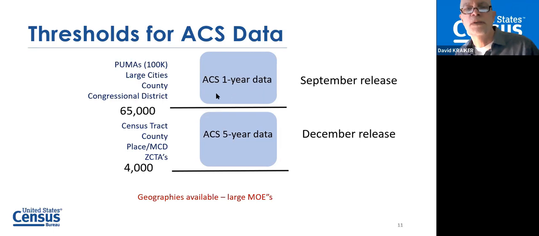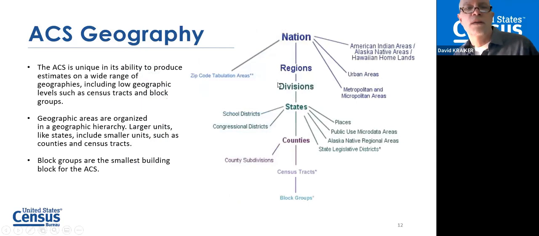PUMA stands for public use microdata area. They are for areas over 100,000 people, and that data is released every year. It's 1-year data, and it's released in September. Let me just move on a little bit here. Okay. And I will explain the PUMA just a little bit, but let's look over here.